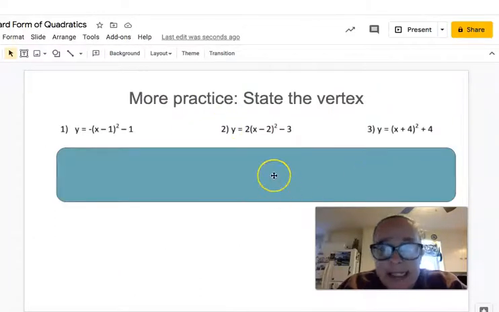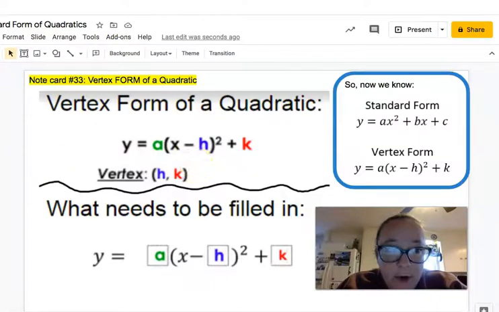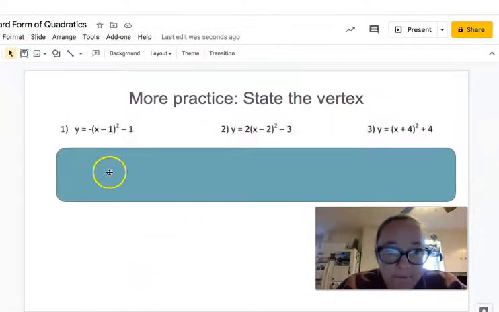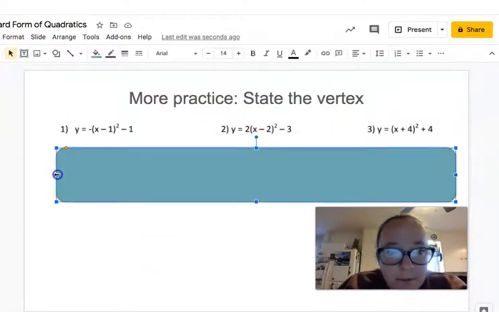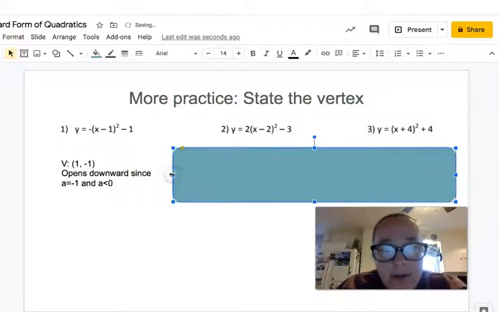Here's some more practice. This is not a note card, but I want you to tell me, what would the vertex be here, here, and here? We're given vertex form. So if we're given vertex form, y'all, our vertex is (h, k). So what would it be here? Drum roll, please. Let's see if you thought it right.